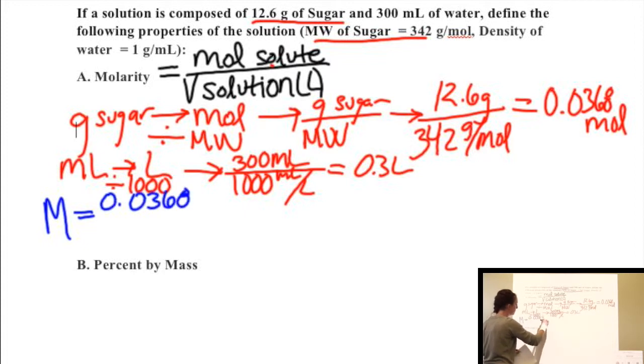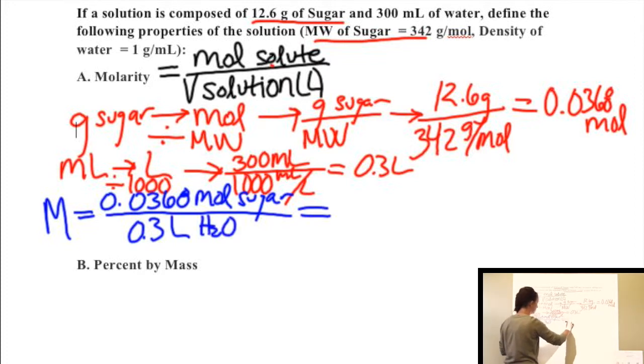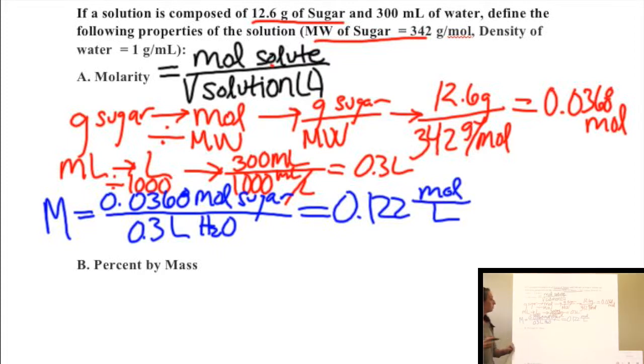So in the end, what you'll end up getting is molarity equals 0.0368 moles of sugar over 0.3 liters water, which will give you an answer of 0.122 moles per liter. And that's your answer for molarity.